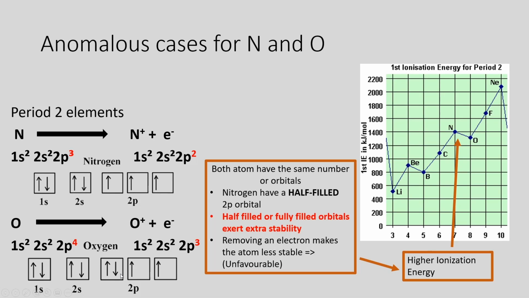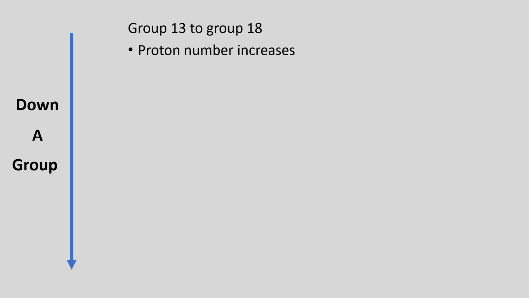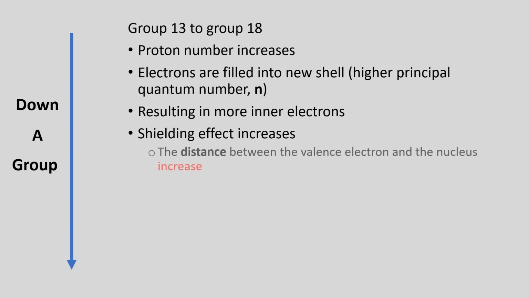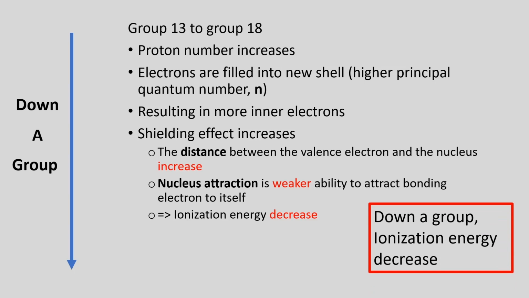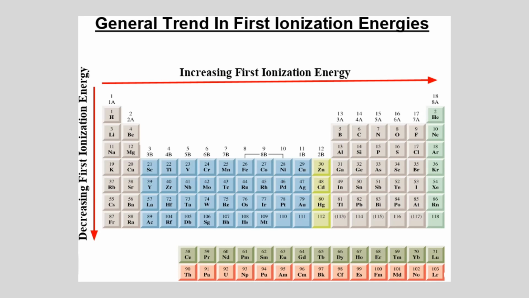Okay. Untuk down a group, very simple, sama macam atomic radii. Down a group, proton number increase, kita tambah ke new shell, kan? Kalau down a group, dia bertambah period kan? So, kalau period bertambah, maksudnya elektron tu lagi jauh. And also shielding effect. So, the distance between the valence electron and nucleus increase. Nucleus attraction pun dah weaker sebab jauh. Thus, ionization energy decrease. Okay, this is the general trend. Increase kalau across the period, down a group decrease sebab besar.